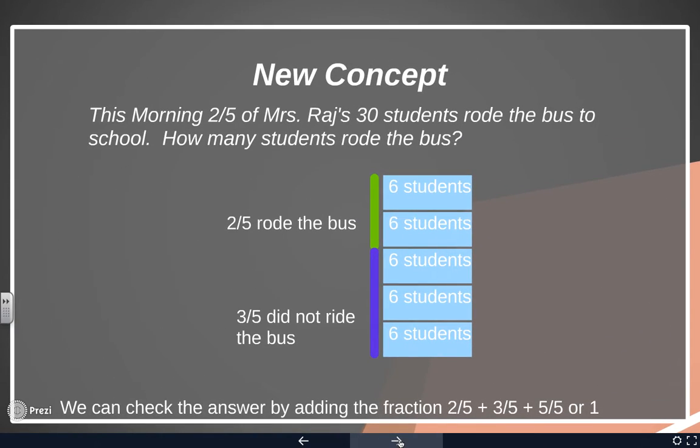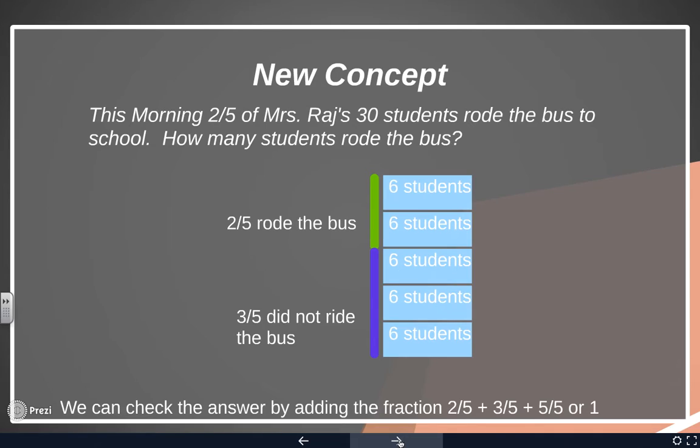All right, here's your new concept for today. One type of equal groups problem is a fraction of a group. These problems take 2 steps to answer, and so here's an example of our fraction of a group problem. This morning, 2/5 of Mrs. Raj's 30 students rode the bus to school. How many students rode the bus?